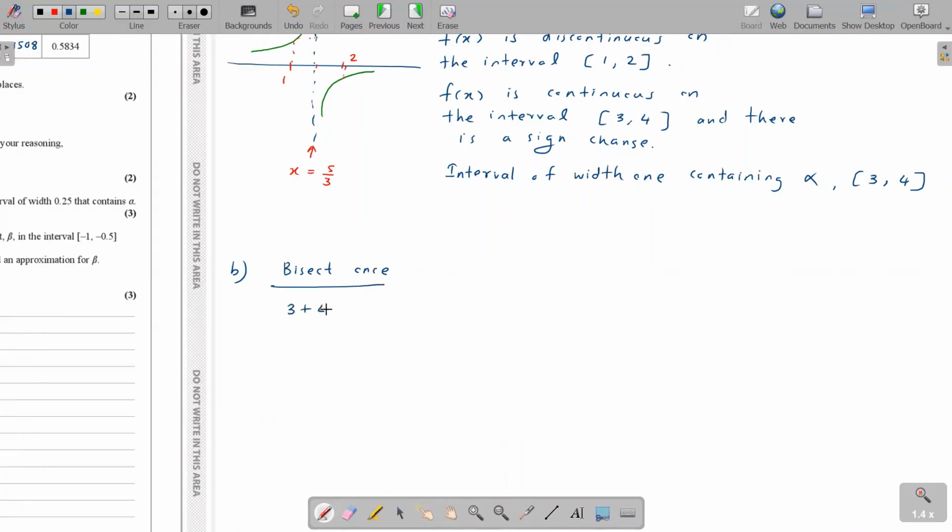You have to add the two x values and divide by 2. What is it? 3 plus 4 divided by 2 is 3.5, right? Can you all get me the f of 3.5?